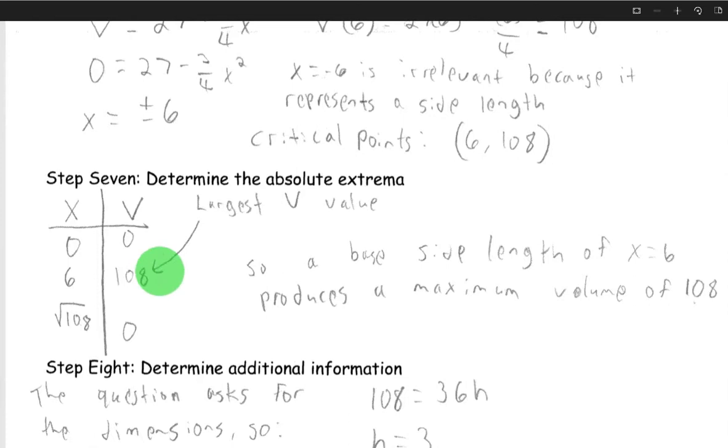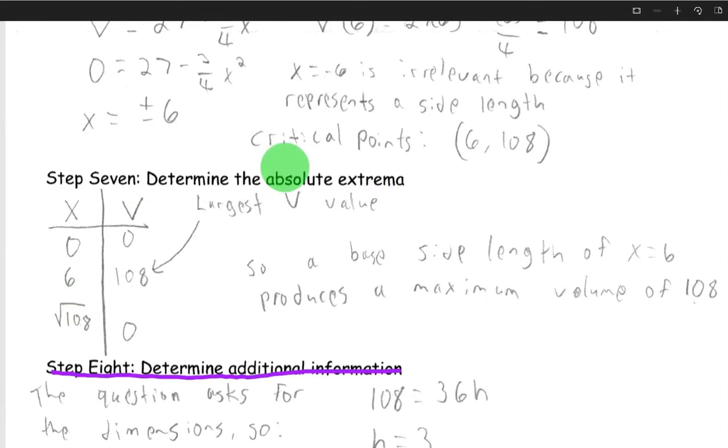We can easily see that if we make the box base of length 6 feet, then it will produce a maximum volume of 108. Since an absolute extreme value can only occur either at a critical point or an endpoint, step 7 is to determine the absolute extrema by comparing your endpoints and critical points.